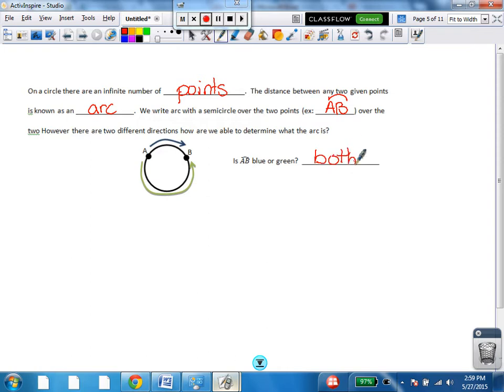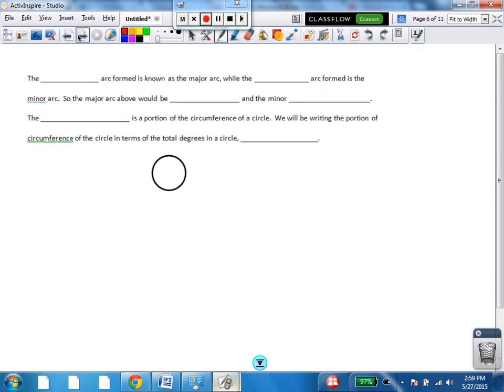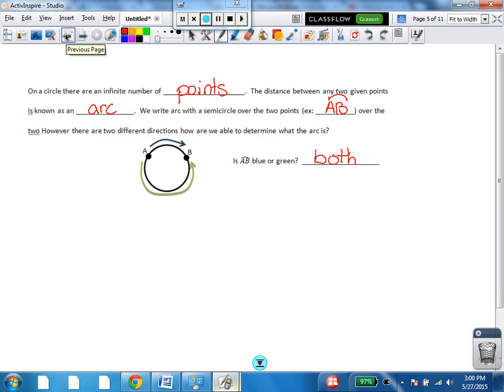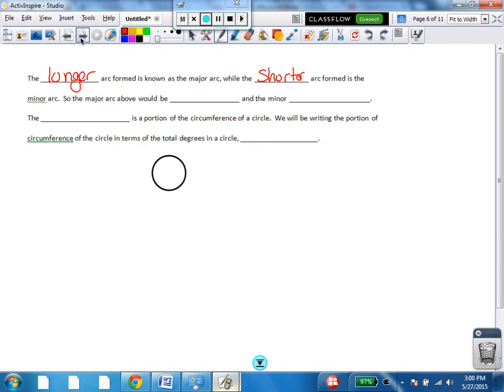Now, to be more specific, there are 2 types of arcs. There's something known as a major as well as a minor arc. So, the longer arc formed is known as the major arc, while the shorter arc formed is the minor arc. So, looking back at the previous picture, in this case, we have green and blue. We definitely can see that blue is a lot shorter than the green one. So blue would be the minor, and green would be the major. So as I said, the major arc would be green, and the minor would be blue.